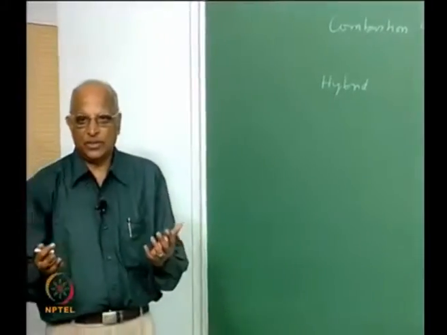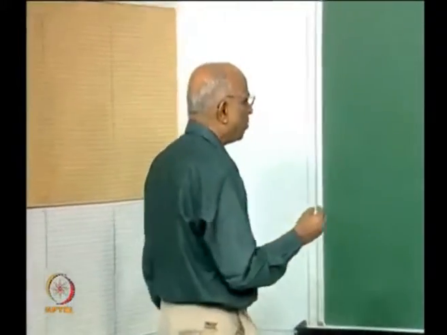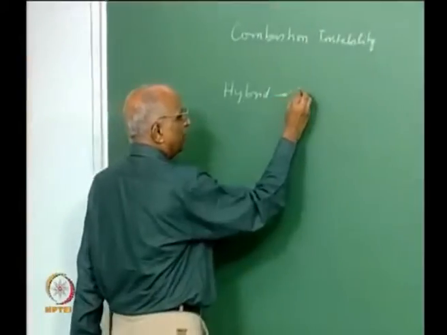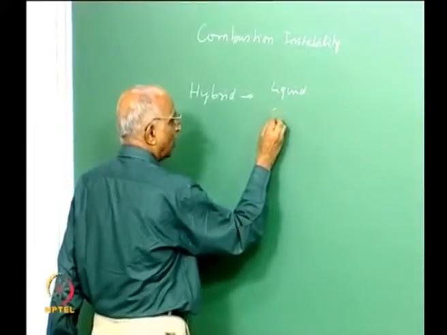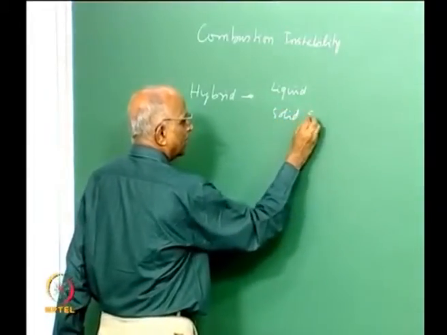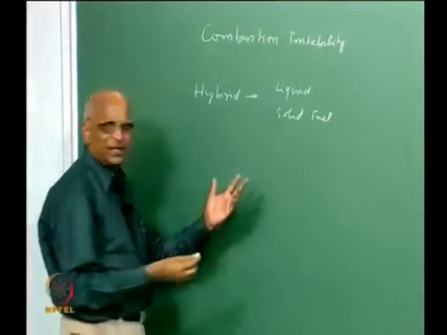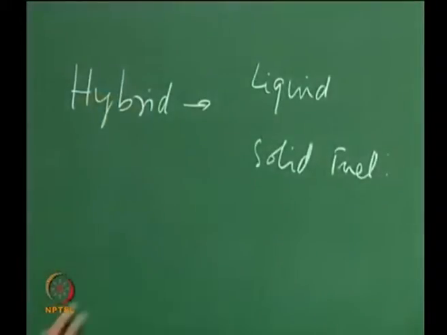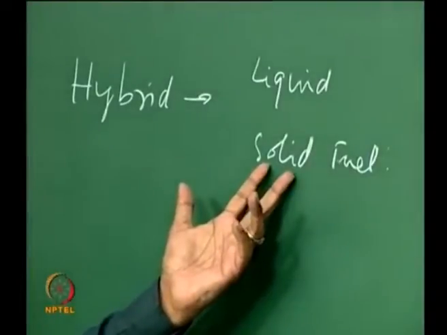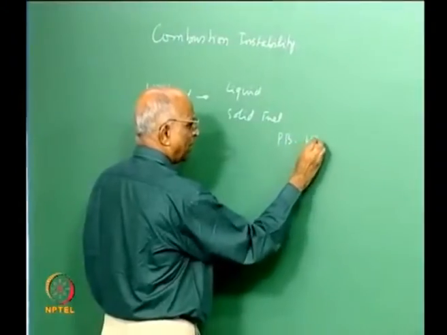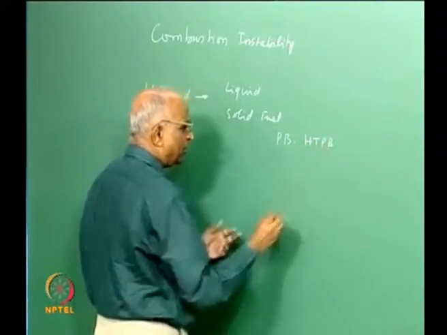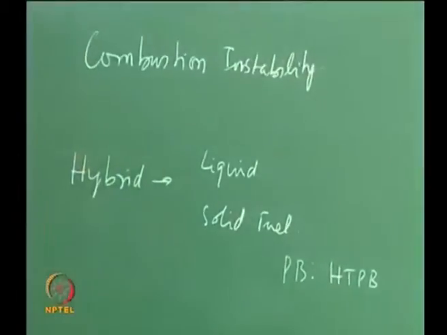The very name hybrid means it is a combination of two phases, maybe a liquid and a solid, or a gas and a liquid and so on. But what is normally used in hybrid is a liquid as an oxidizer and a solid as a fuel. And we all know the solid fuel could be polybutadiene, HTPB, PBAN and all that. Essentially it is hydroxy terminated polybutadiene, which we used as a binder in solid propellant rockets.